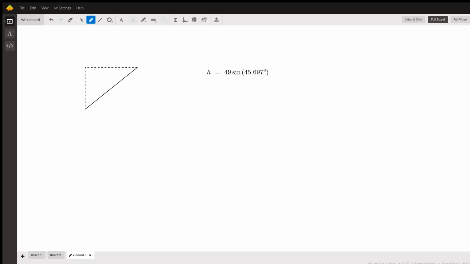We know that this angle in here is 45.697 degrees. And we know that the length of this rope over here is 49 meters, the string, I should say. And so we can just use trigonometry to figure out what that height is then. That height, the opposite side divided by the hypotenuse, must be equal to the sine of 45.697 degrees. Therefore, the height is 49 times the sine of 45.697 degrees.